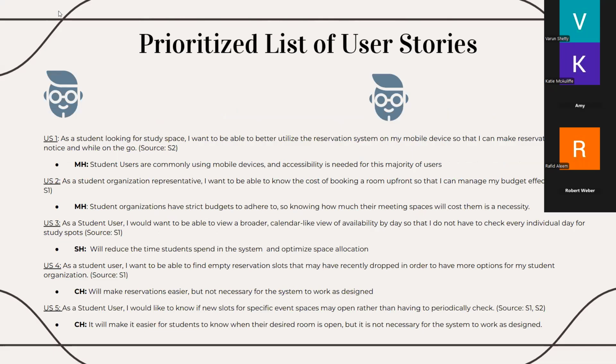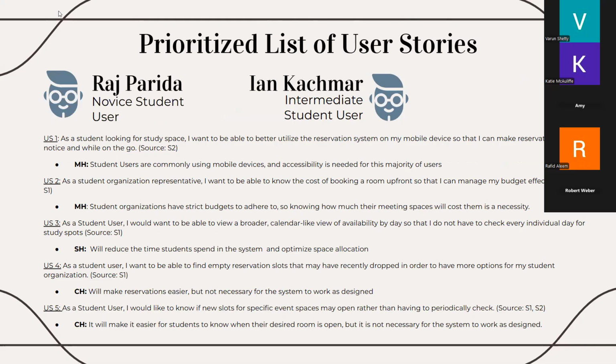And on the student side, the must-haves focused on improving mobile access to the system for students that try to reserve rooms on their mobile devices on the go, and fee transparency for student organizations so they can stick to their strict budgets and know how much the space will cost up front. And the others focus on a notification system for students to know when rooms opened up, and a calendar view that would just make the user experience better and make it easier to see what rooms are open when.